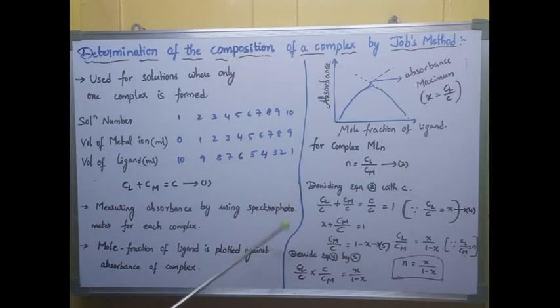This method also has certain limitations. So what are the limitations? When there is a formation of more than one complex in the particular sample, this method is not applicable. And the total volume of the metal and the volume of the ligand should be a constant value. It should be equal to a certain value. If I change the concentrations in the particular sample, this method is not applicable. Those are the limitations, and this is completely about Job's method.